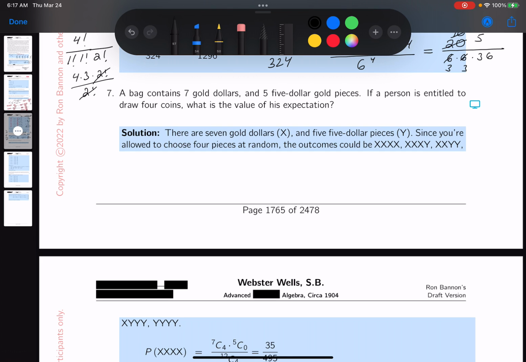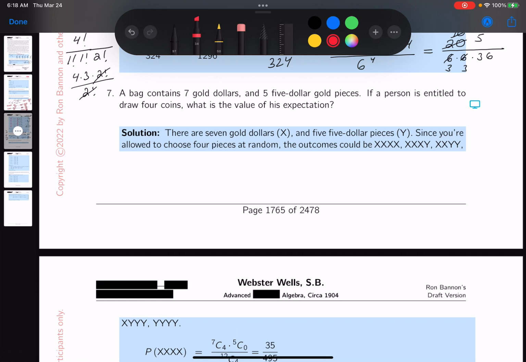Okay, so a bag contains 7 gold dollars and five $5 gold pieces. All right. So, gee, that's weird, right? So I'll point out what I'm doing over here. I'm labeling things, and I'll point out what I'm labeling.